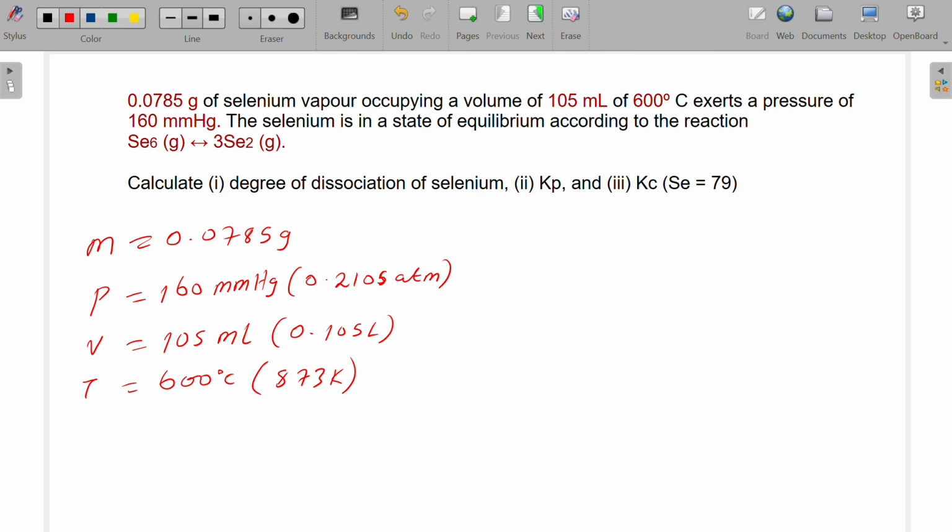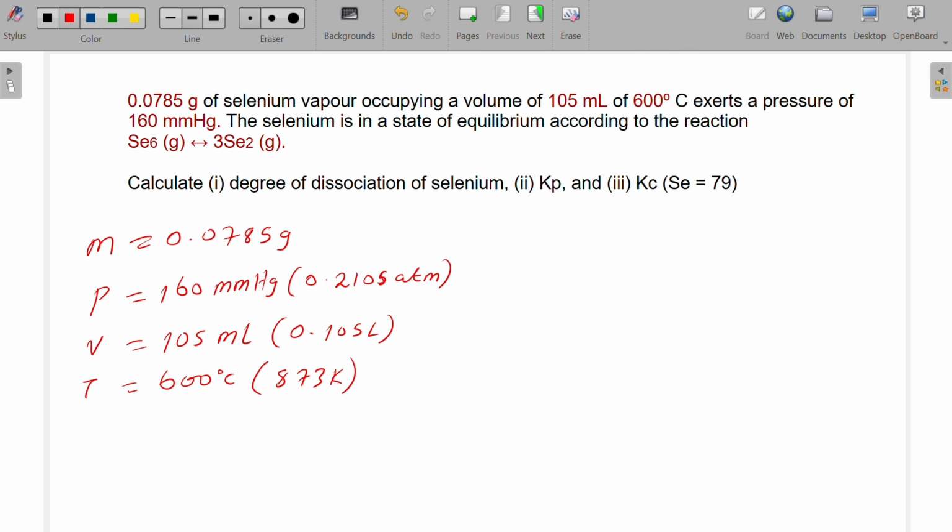79. Now we are given data and we've collected it already. So we have the mass of 0.0785 grams, we have the pressure, we have volume, and we have temperature. Now the pressure will be needed in the units of atm, so we converted it. 160 will give us 0.2105 atm. To convert from millimeters of mercury to atm, you divide by 760.